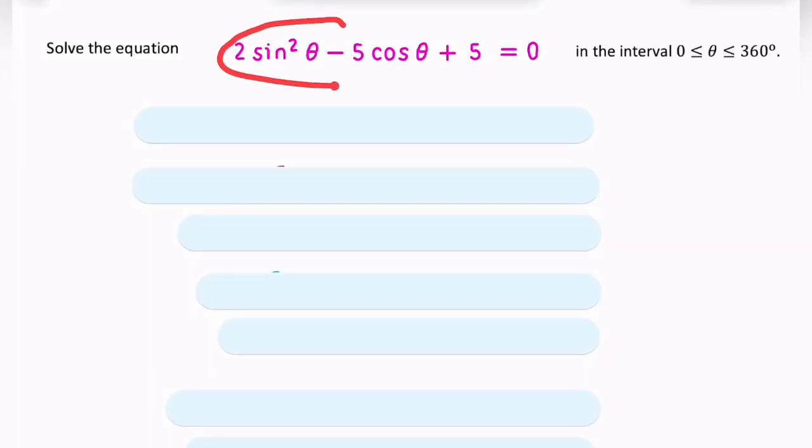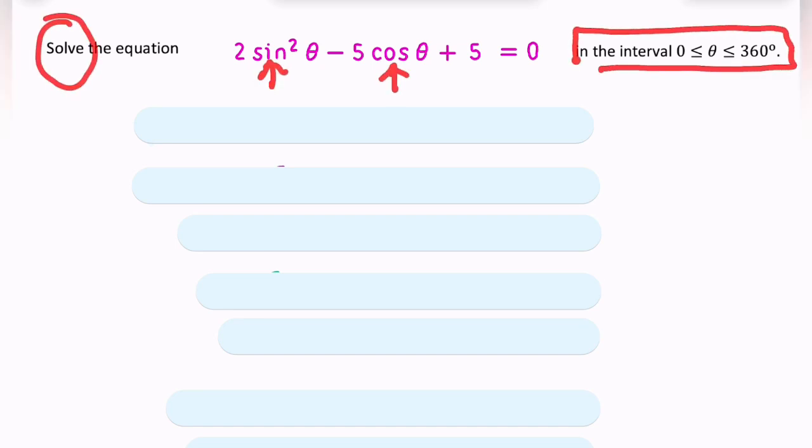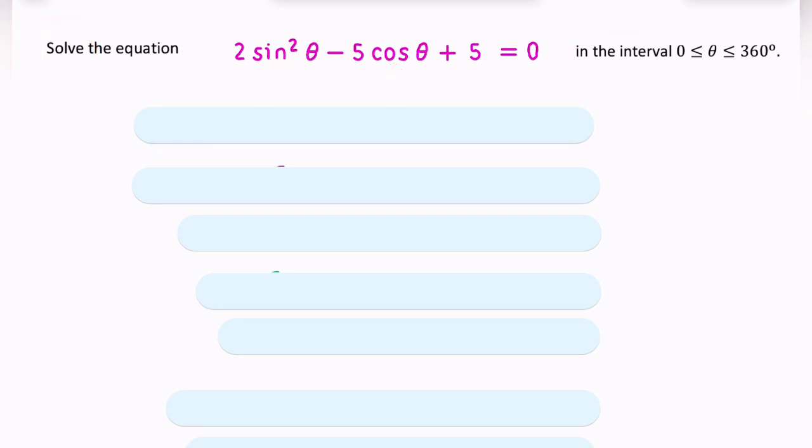So here we're given an equation with trig functions, cosine and sine, and we're asked to solve this within some interval. So it looks like it's a quadratic expression, but instead of having x or y, we have cosine and sine. So we need to somehow link this variable to this variable so that we can turn it into a quadratic. So it's clearly some kind of a hidden or disguised quadratic.